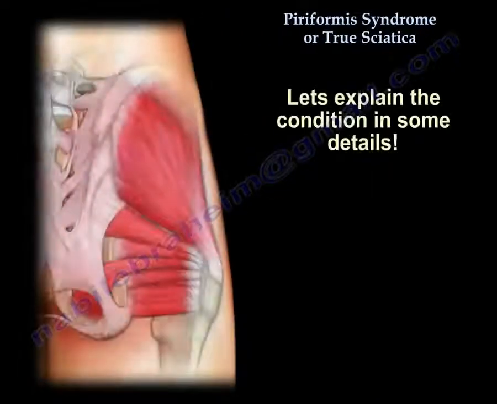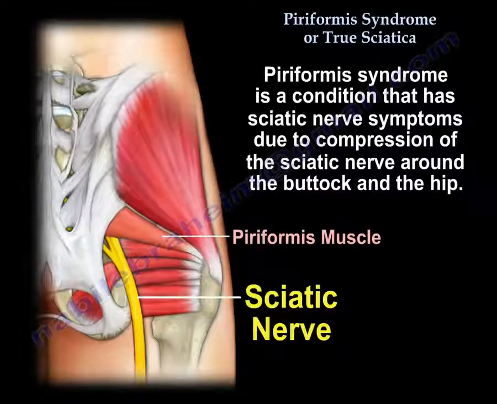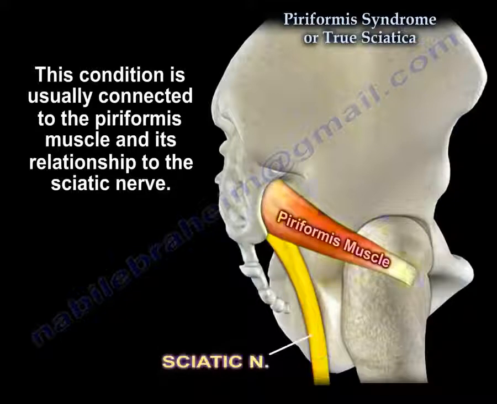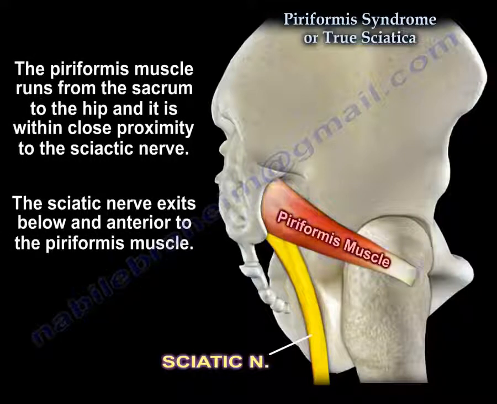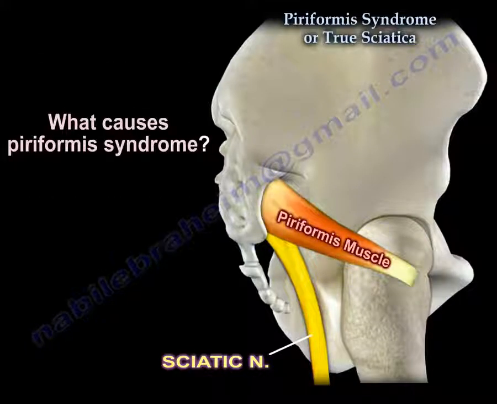So let's explain the condition in some detail. Piriformis syndrome is a condition that has sciatic nerve symptoms due to compression of the sciatic nerve around the buttock and the hip. This condition is usually connected to the piriformis muscle and its relationship to the sciatic nerve. The muscle runs from the sacrum to the hip, and it is in close proximity to the sciatic nerve. The nerve exits below it, and the nerve is anterior to it. So what causes piriformis syndrome?